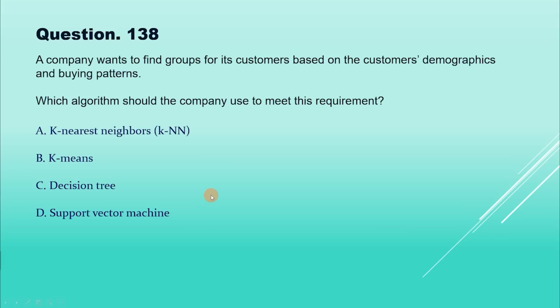Let me reveal the correct answer here. Option B, K means is the correct answer here. Because the company should use K means to group customers based on the demographics and buying patterns. K means is an unsupervised clustering algorithm that effectively partitions data into natural groups, making it ideal for discovering customer segments without prior labeling. So K means, option B, is correct here.